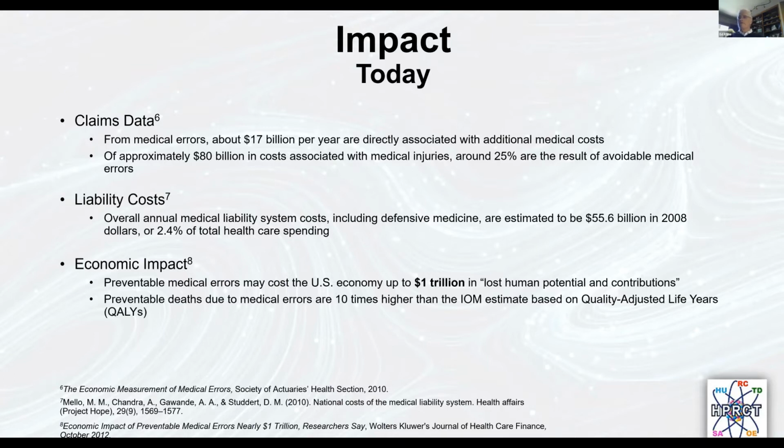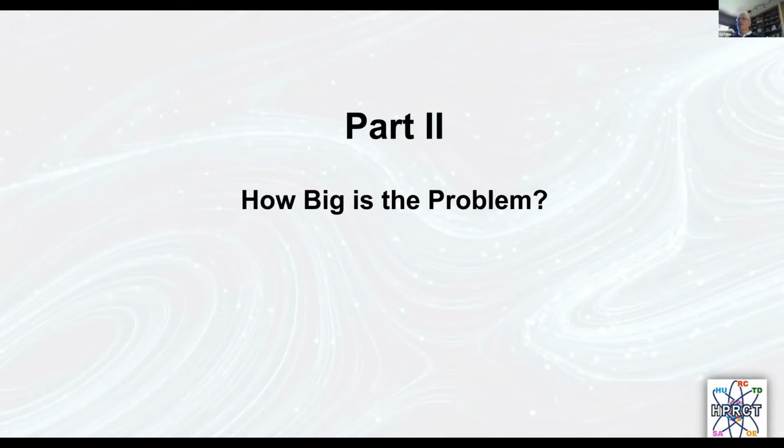So $1 trillion is a lot of money, and their estimates are 10 times higher than the Institute of Medicine's, on the basis of quality adjusted life years lost due to medical mistakes. So today we're 10 times higher than what we thought back in 1999. So from the perspective of healthcare, how big is the problem?